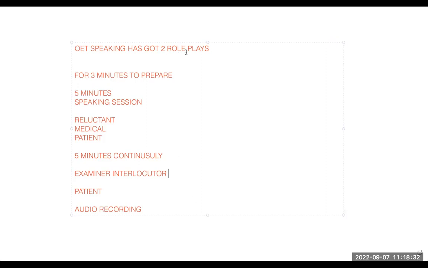To repeat, you would have two role plays, with 3 minutes to prepare for each. You will have one role play, 3 minutes to prepare, 5 minutes to speak and interact with the patient to complete your role play. Then again, you will get 3 minutes to prepare for the next role play, and then you again will have the speaking session. The examiner can be reluctant. He's basically just a patient, so you need to satisfy him as a patient. Then we can talk about all the things nicely and explain them.